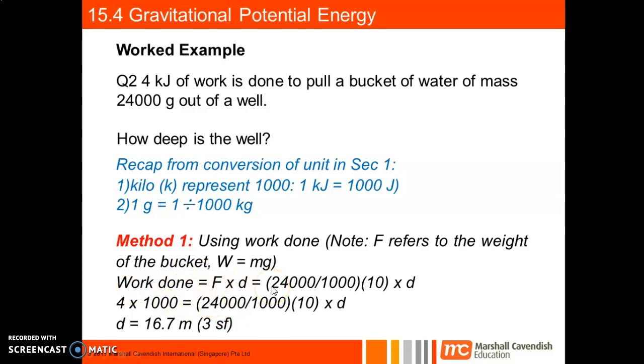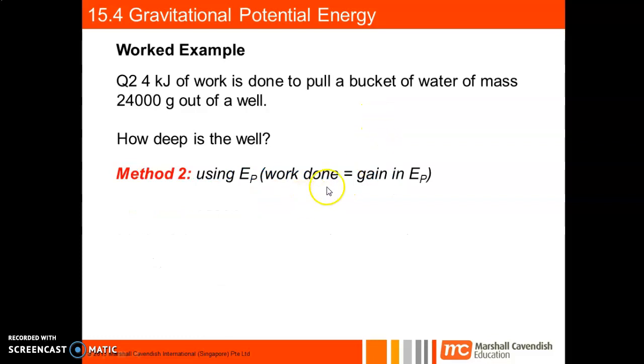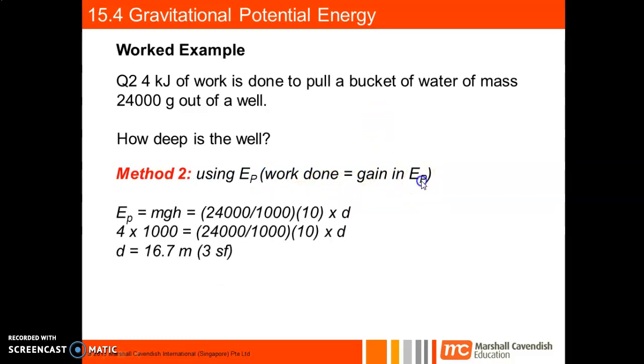Science and maths are different. I do not know how your math teacher wants you to do your question, but for science, we always need to write statements, what exactly you're doing. So actually, if you can see, gravitational potential energy is very similar to work done, just that there's a formula that you can use. There's also another method which you can do this question, which is using the GPE formula, the mgh.